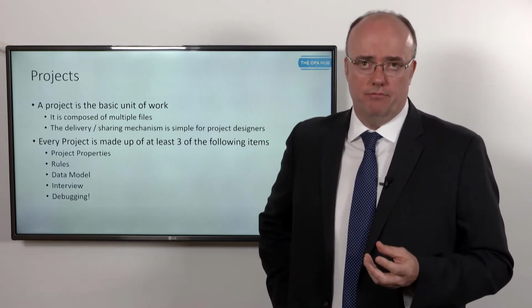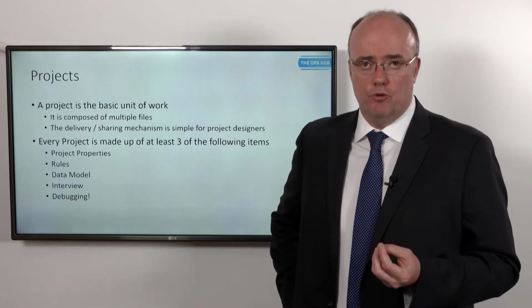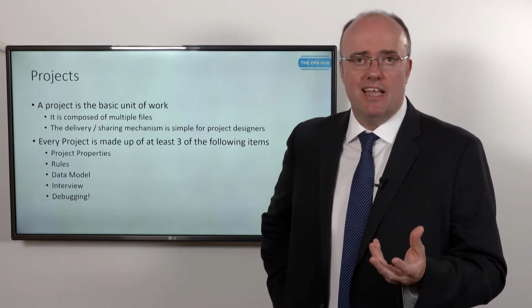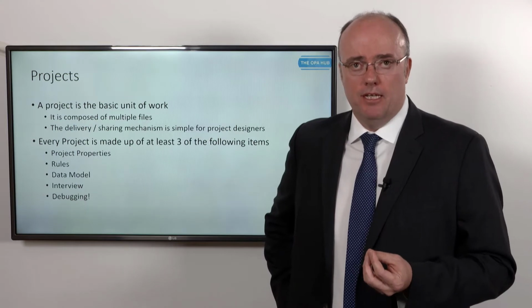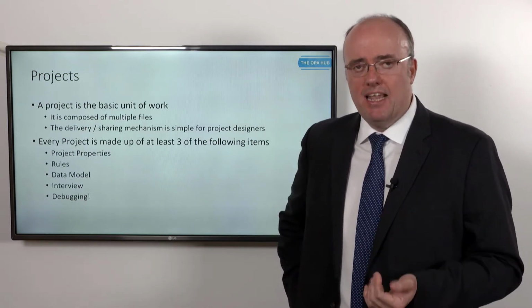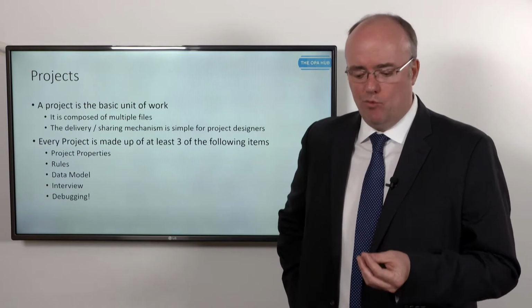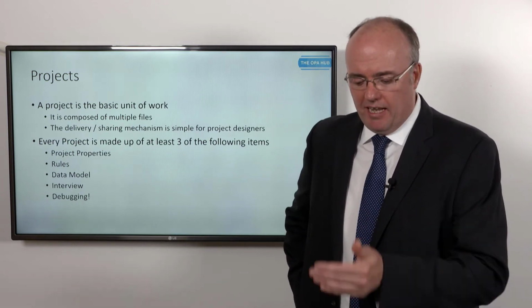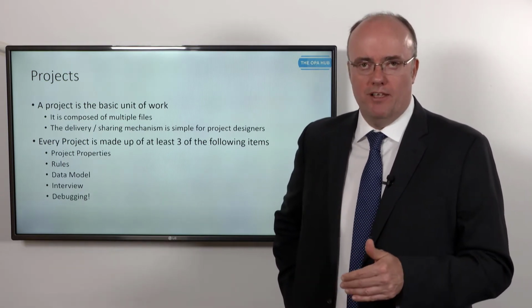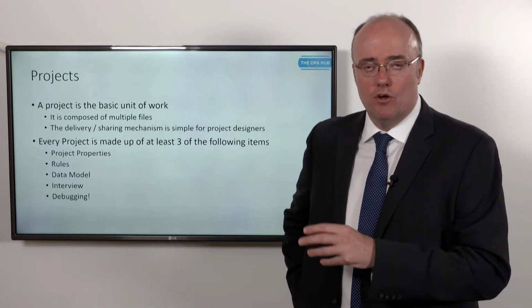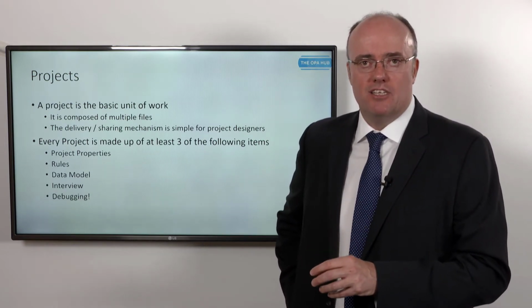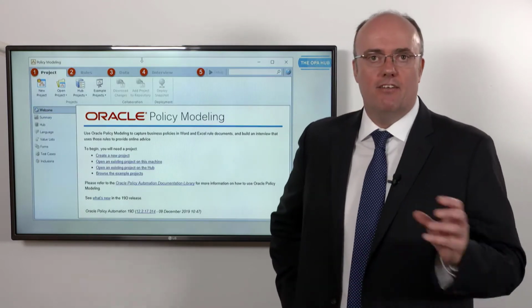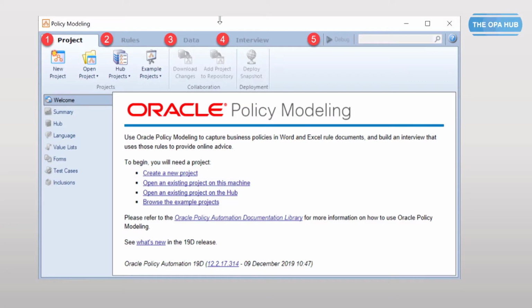Every project is different. It'll depend on the rules that you're building and how you intend to let the outside world get at them. But I think it's safe to say that any Oracle Intelligent Advisor project will have at least 3 of the following. And you should recognize those 5 bullet points as being the 5 tabs or the 5 areas of interest inside the modeler. And if you don't remember it, I've actually put little markers on them here. You can see project, rules, data, interview, and then debug. Because they're typically the things that you will do in any project.